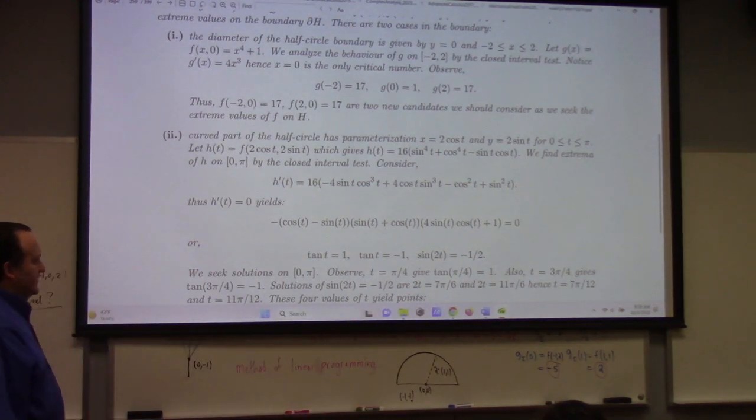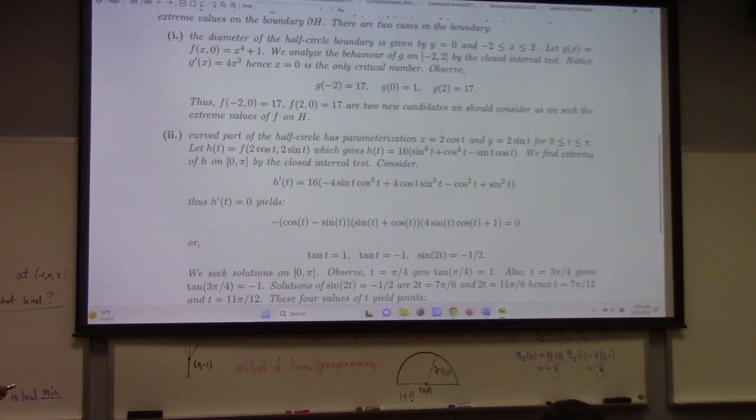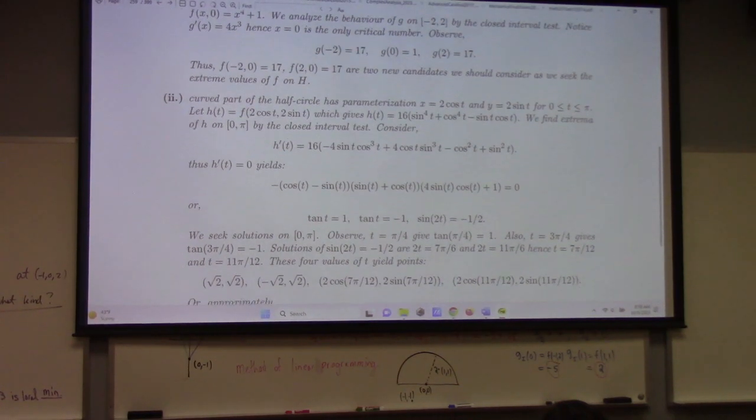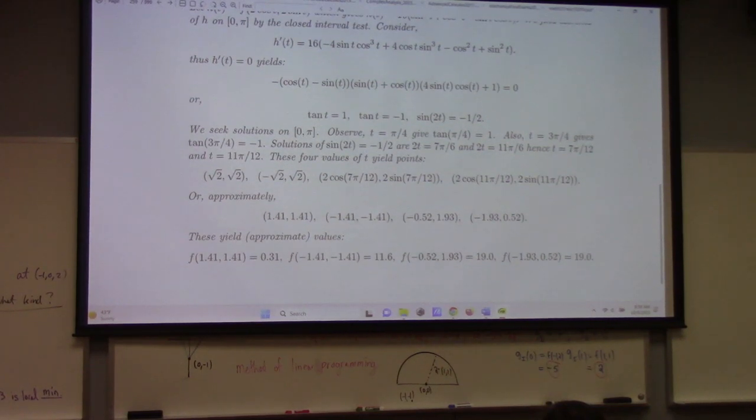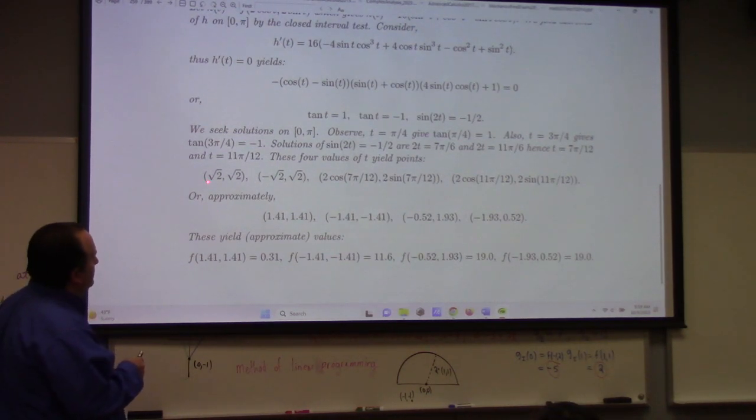So anyway, I get either pi over 4 or 3 pi over 4, or 2t is 7 pi over 6. And then let's see here. So I get 4 different interesting values of t on the half circle. This is a pretty nefarious problem, right? There's a lot going on in this example. As a homework problem, this would take me at least an hour. All right. So these are the points.